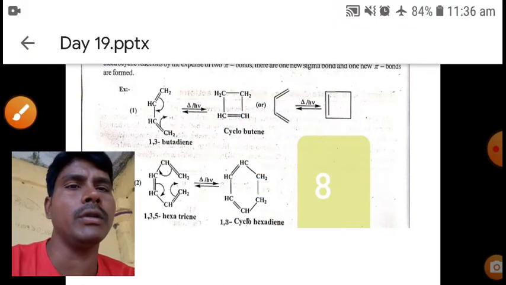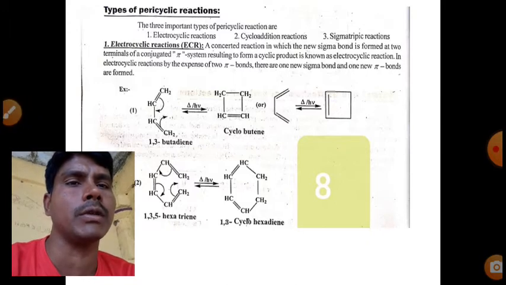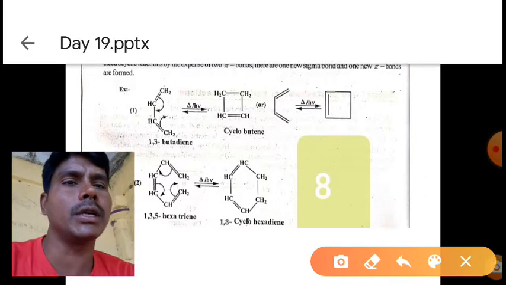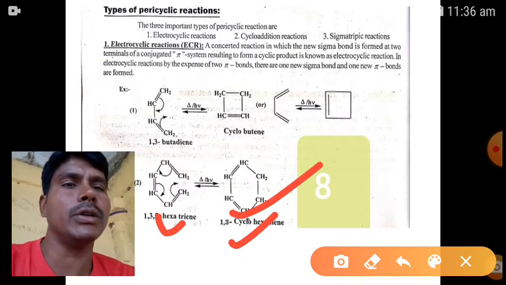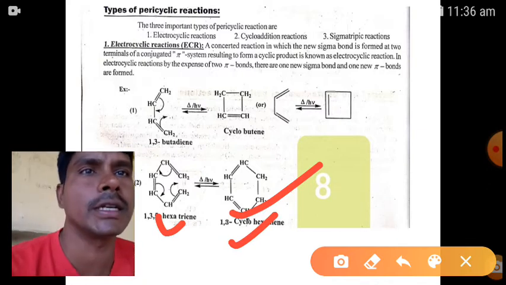So if you take a 4n plus 2 pi system, 1,3,5-hexatriene, you get a cyclic product, cyclohexadiene. This is the electrocyclic reaction. Here also you can write a cyclic transition state. So the cyclic transition state is the concerted mechanism, concerted reaction.